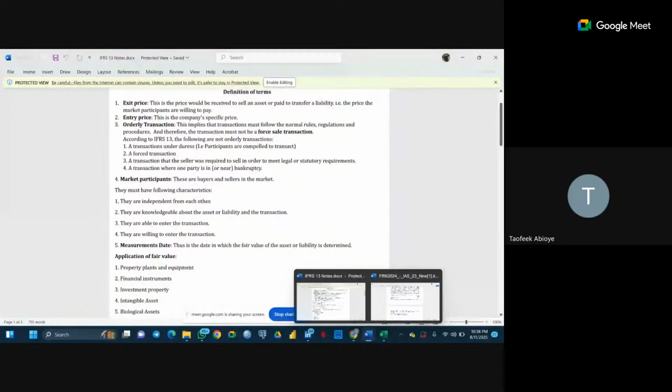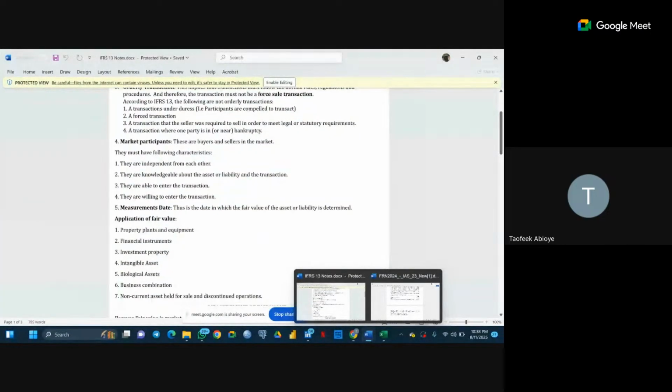So we have market participants. These are buyers and sellers. They must have the following characteristics. They are independent from each other. They are knowledgeable about the asset or liability. They are able to enter the transaction and they are willing to enter the transaction. We also have the measurement date, the date on which the fair value of the asset or liability is determined.